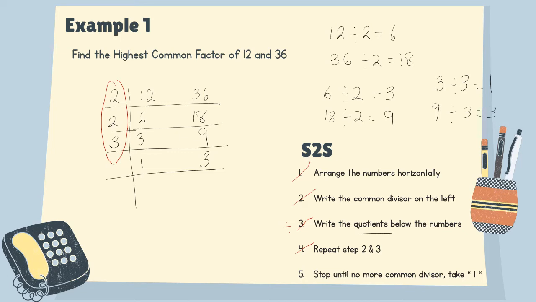So our answer is 2 times 2 times 3. And that is, 2 times 2 is 4. 4 times 3 is 12. And the answer is 12.